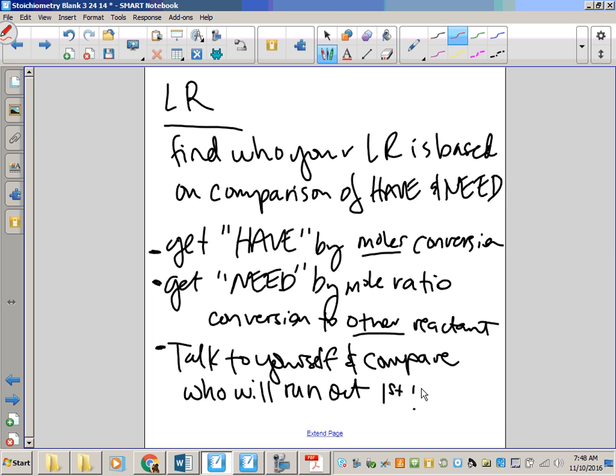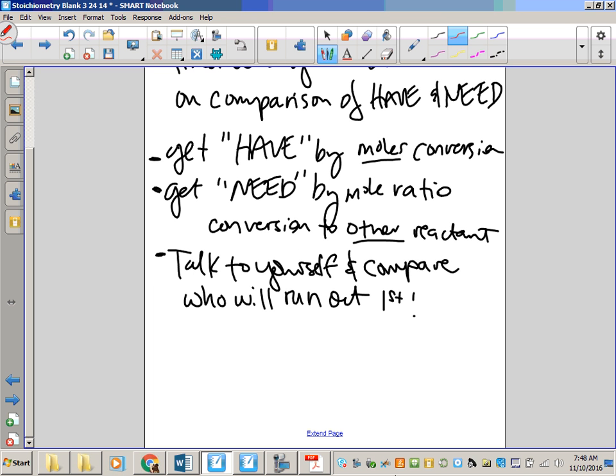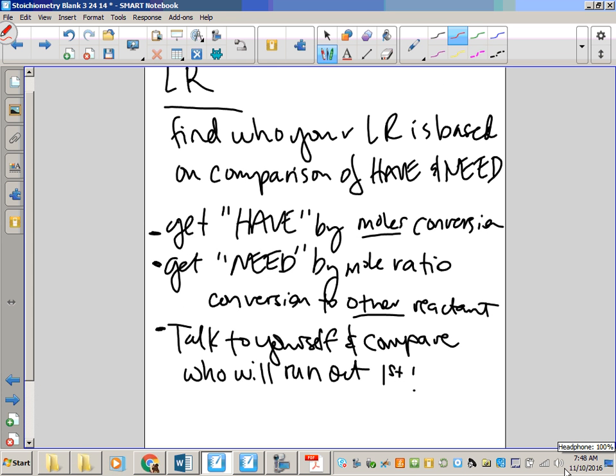And if you need a verbal explanation of the LR half need, I think I have it here for you. That's pretty detailed. So get your half to moles by conversion. Get your need by mole ratio conversion to the other reactant if you're concerned on that process. And then talk to yourself and compare who will run out first. That's a little bit vague, but I think that if you're comparing the half need, that makes sense. So I'm going to leave that there if you want to take a picture, but it's also videoing. That's the last step of the LR where you're like, I've gotten it, but I don't know what to do. So you always start with LR half.